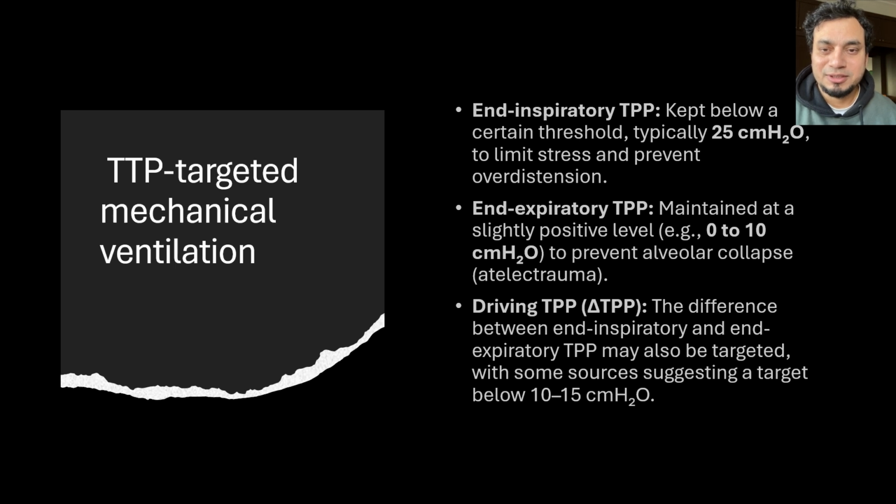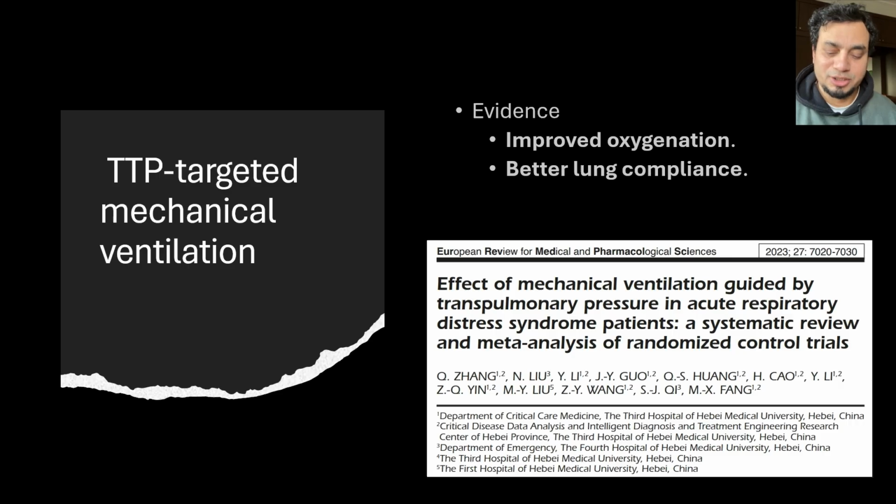As you know, the driving pressure. In driving pressure, what is there? P plat minus PEEP. So here we have a driving TPP, which is basically end inspiratory minus end expiratory TPP. It should be less than 10 to 15 centimeter of water, actually less than 10 centimeter of water, which is also a safe way to mechanically ventilate the patient in ARDS, avoiding the lung injury or VILI. Studies suggest that TPP guided mechanical ventilation can improve the oxygenation and also can improve the compliance.